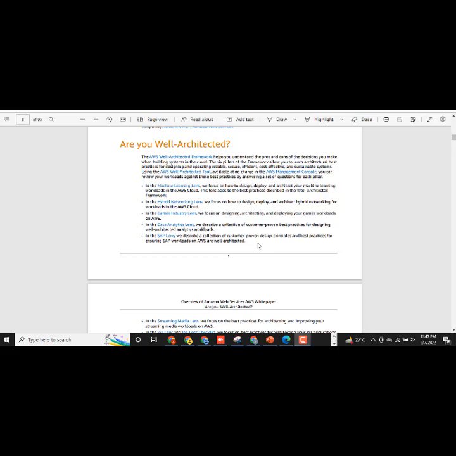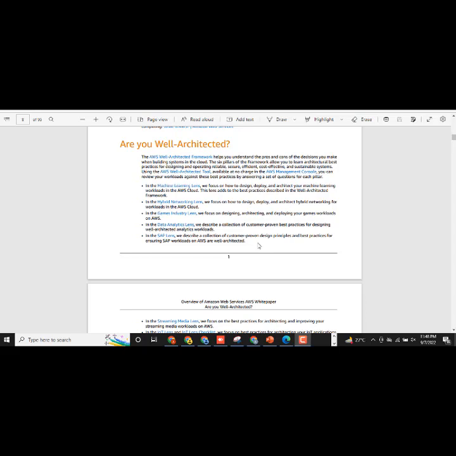The first one is the machine learning lens, where we focus on how to design, deploy, and architect your machine learning workloads in the AWS cloud. This lens adds to the best practices described in the Well-Architected Framework. The second one is the hybrid networking lens. We focus on how to design, deploy, and architect hybrid networking for workloads in the AWS cloud.